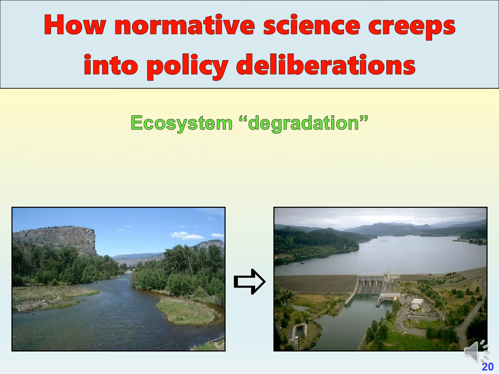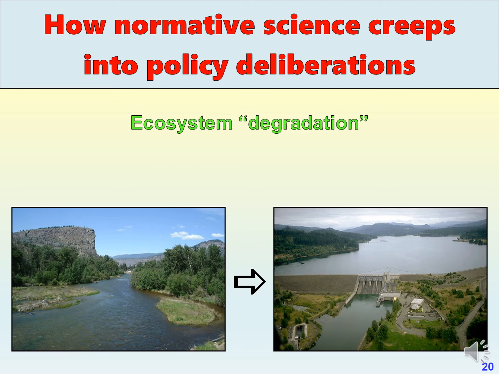Would you use terms like ecosystem degradation? If you do, I would assume that you have moved into normative science. Because if you use terms like degradation, you've made the assumption that the condition of the river on the left, the ecosystem on the left, is preferred to the one on the right. Now it's clearly different.